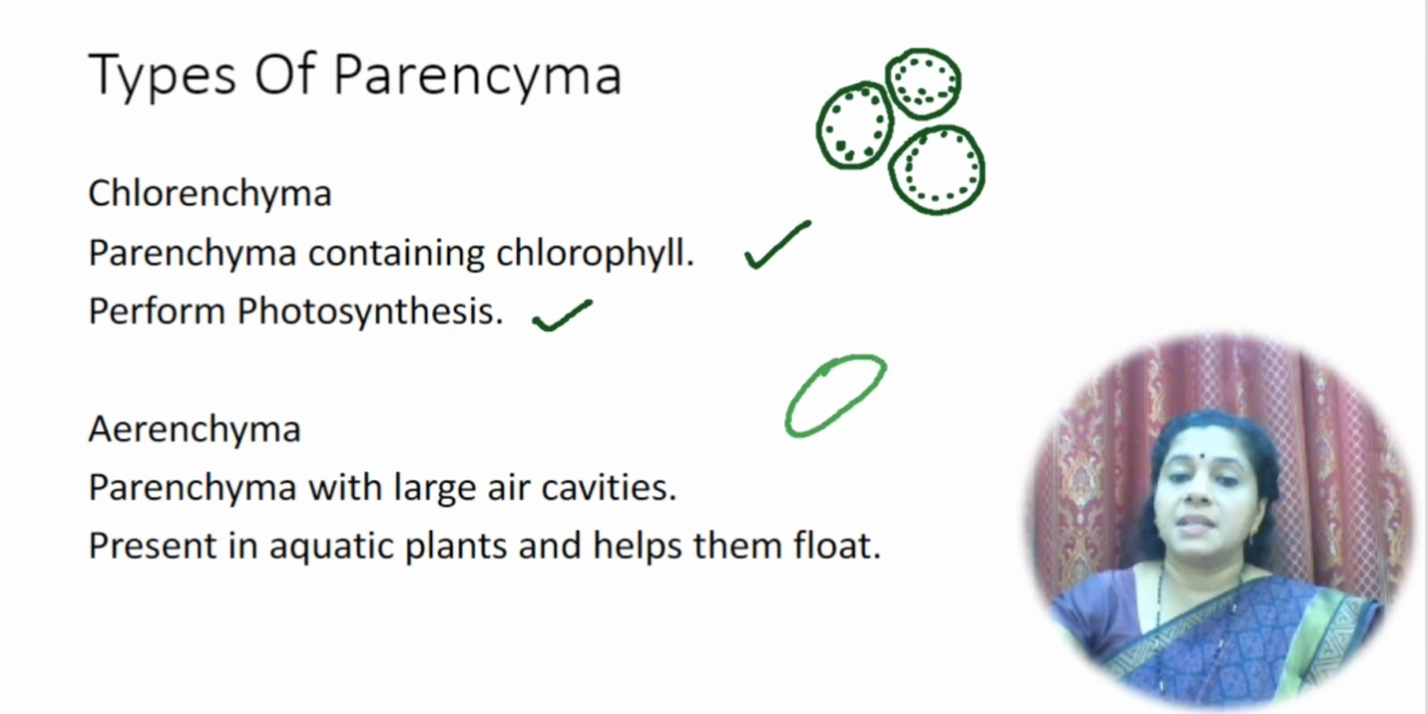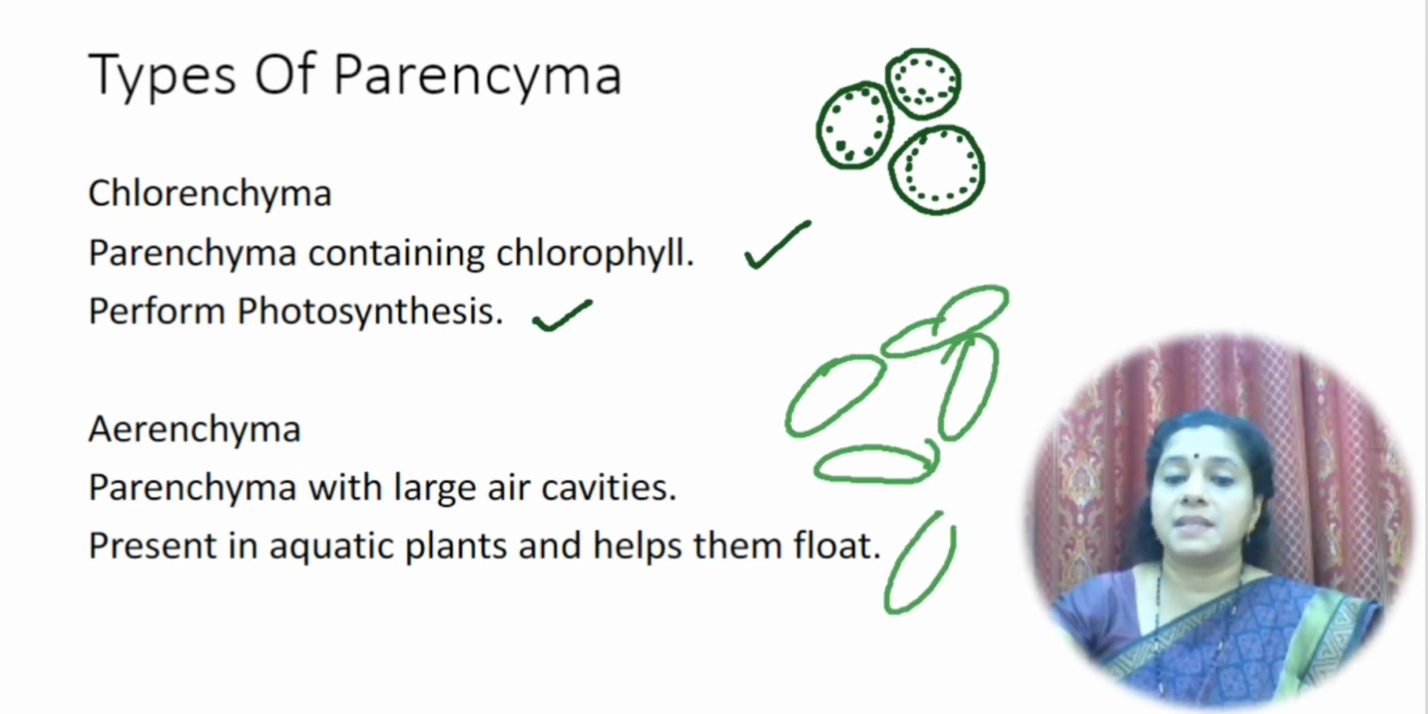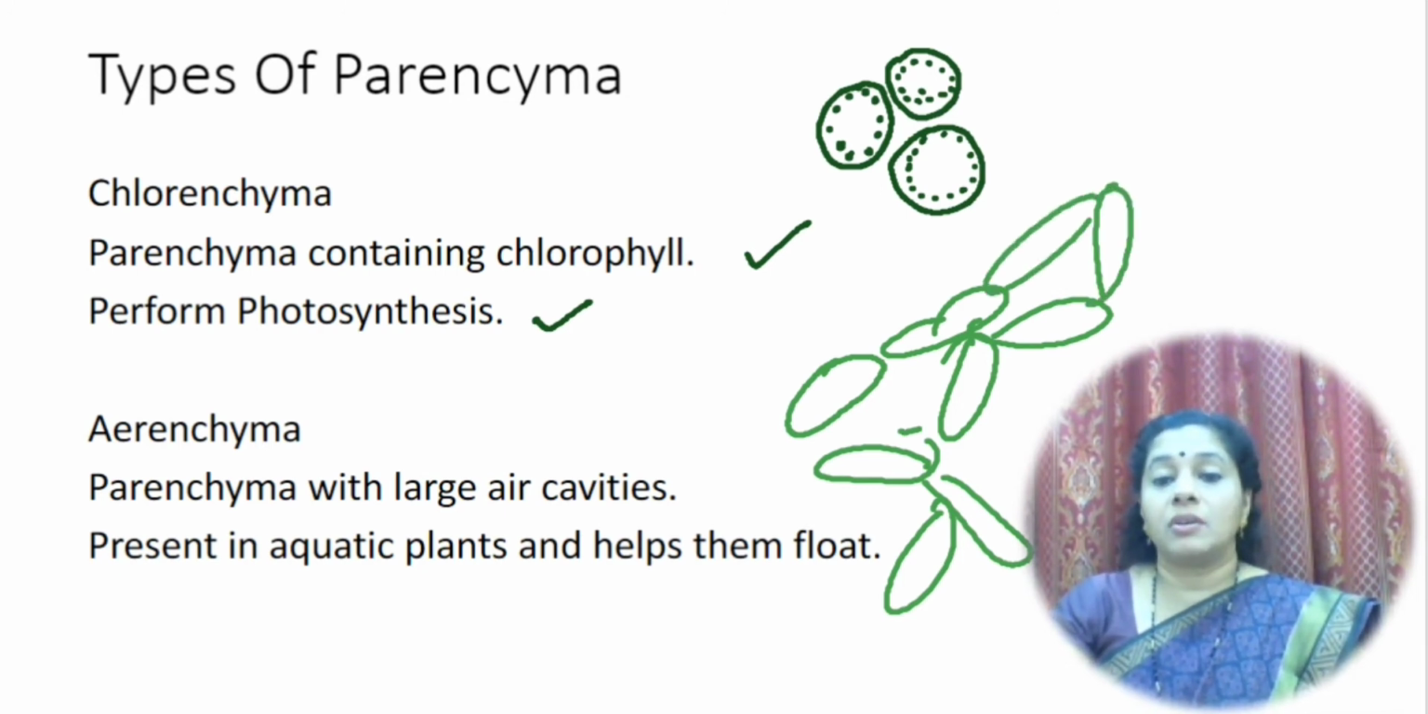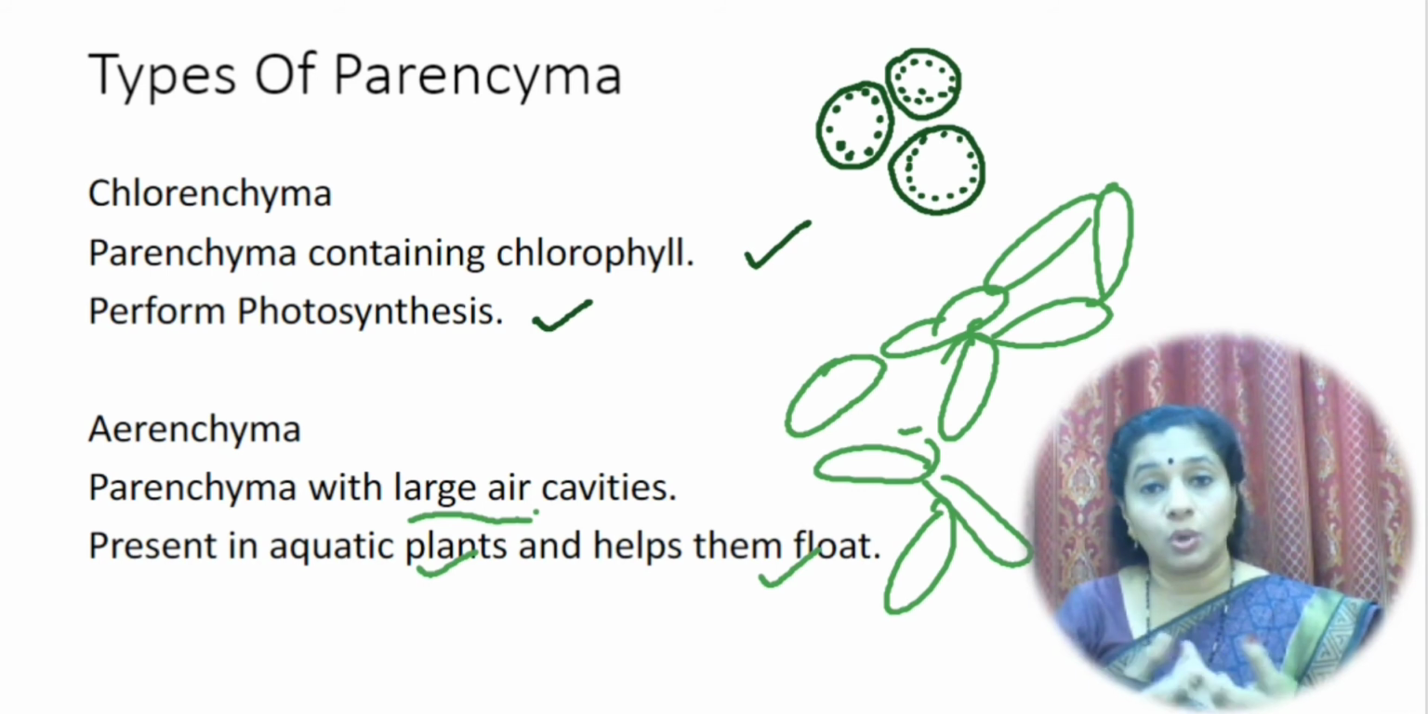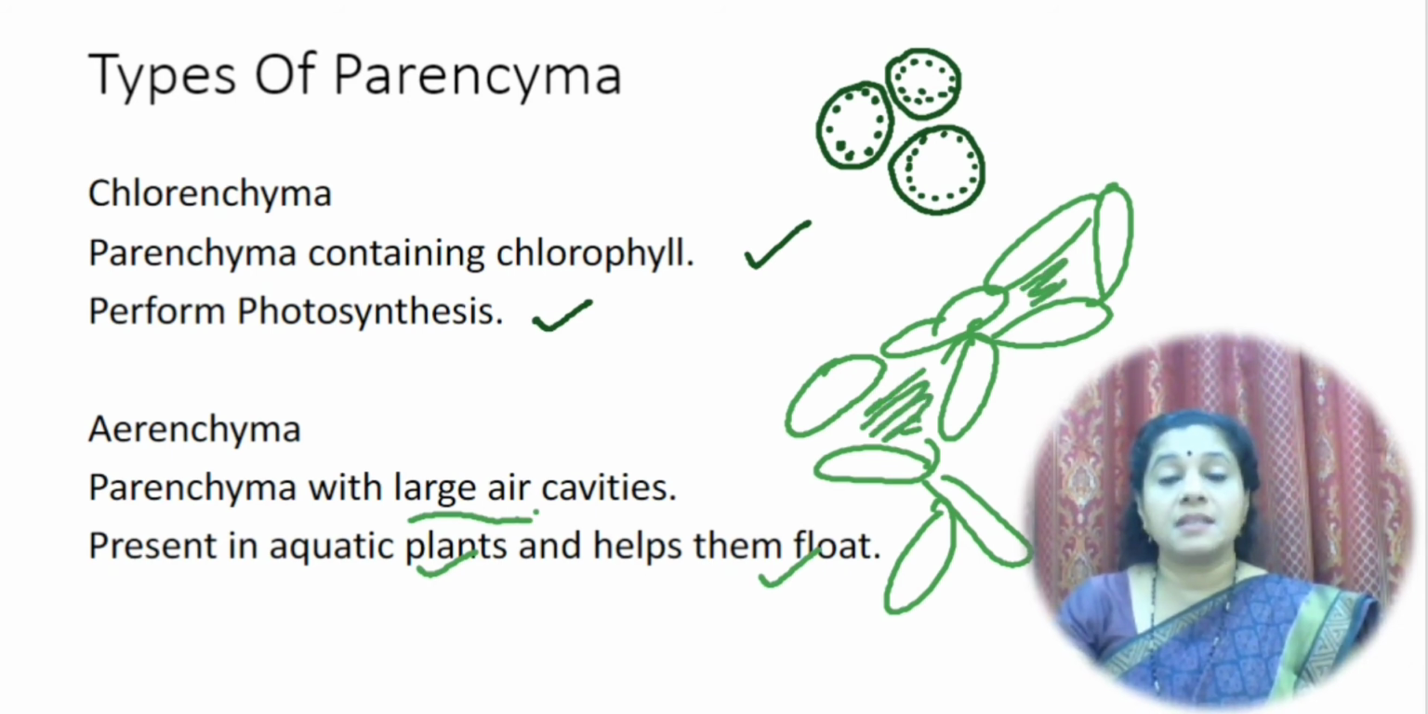The other type is aerenchyma. If the parenchyma cells are arranged with a lot of air space in them, then they are called aerenchyma. So here lots of space is present, so air can be trapped in these spaces. So large air cavities are there. Where are they present? They are present in the aquatic plants and help the aquatic plants to float. That buoyancy is produced by this air present. We know when we are going into water, if we don't know swimming, we take the tubes which are filled with air to keep us afloat. The same way here also, the air trapped in these air spaces makes the aquatic plants float in water.